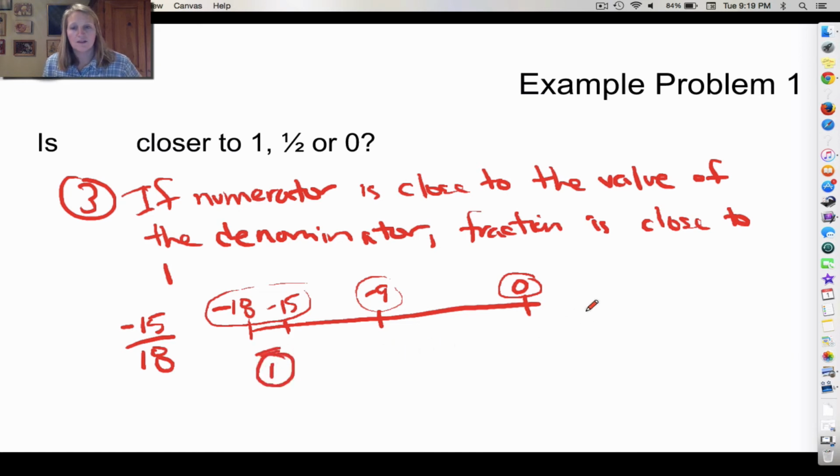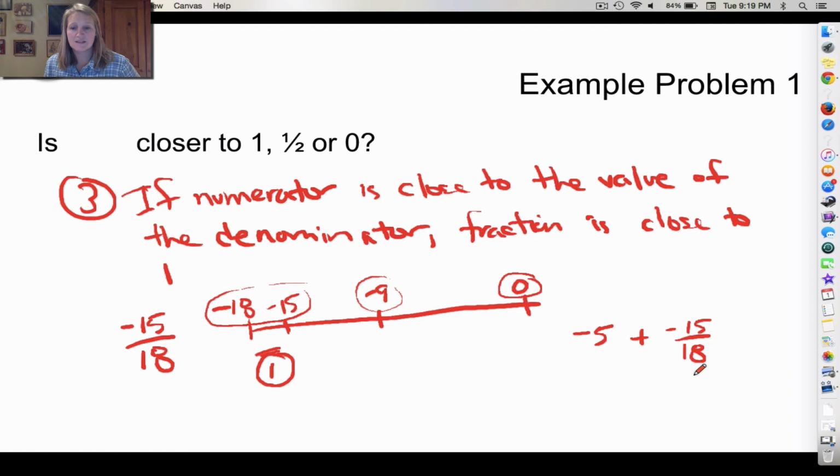And so the concept behind this is, if we had negative 5, and then you were adding negative 15/18ths, are you going to be closer to a negative 6? Are you going to be closer to a negative 5? Are you going to be closer to a negative 5.5? That's the idea behind this.